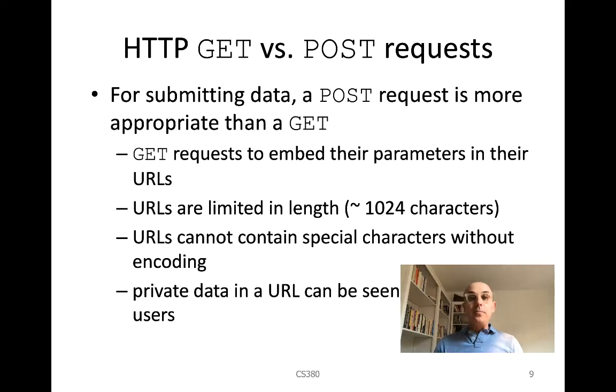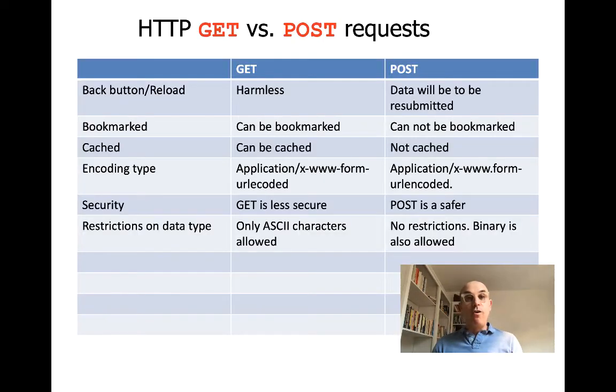Why? So the get usually embeds a lot of requirements. It has limited length, and the URL cannot contain special characters without encoding. So private data in a URL can be seen or modified by the user. So when you click and the form is based on a get, it will cause some problems and the user will be able to see it, which is something that we try to avoid.